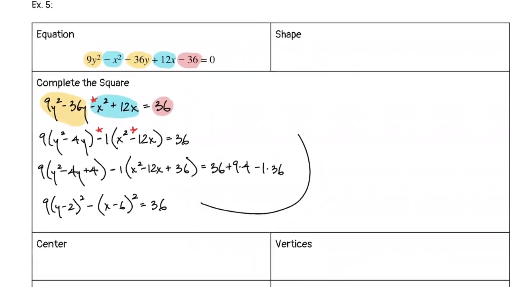We've got one more step. We're going to divide both sides by 36. And so once we do that, we'll get y minus 2 squared over 6 squared minus, whoops, 2 squared minus x minus 6 squared over 6 squared equals 1. So a couple skipped steps here. Take a moment, make sure you know where all these numbers come from or where they went.